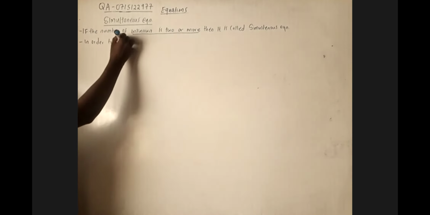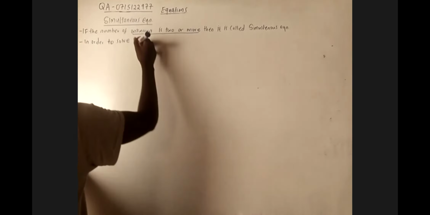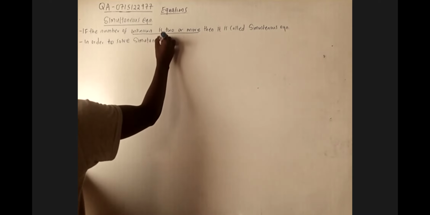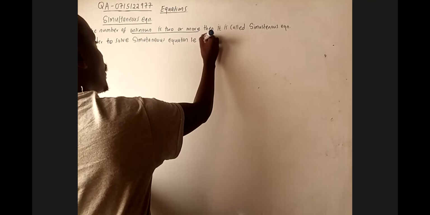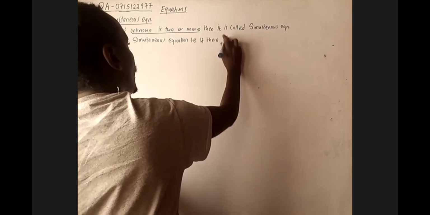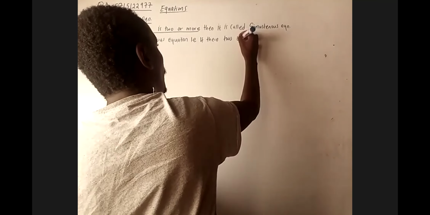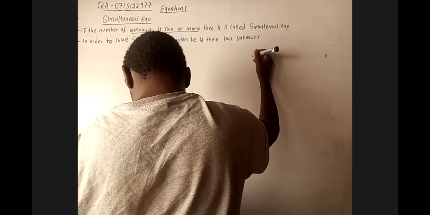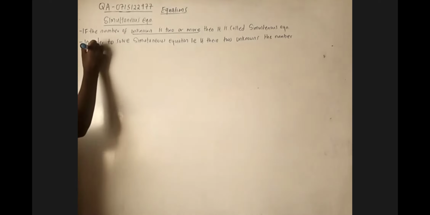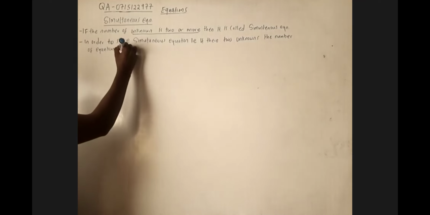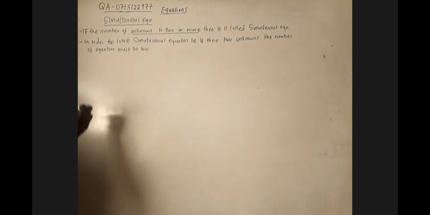Now, in order to solve a simultaneous equation, for example, if there are two unknowns, the number of equations must be 2.